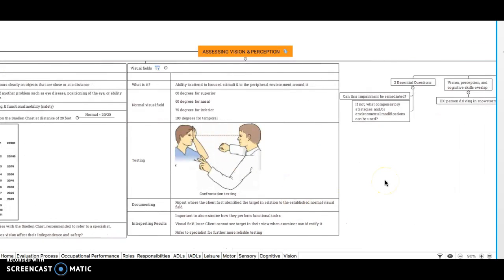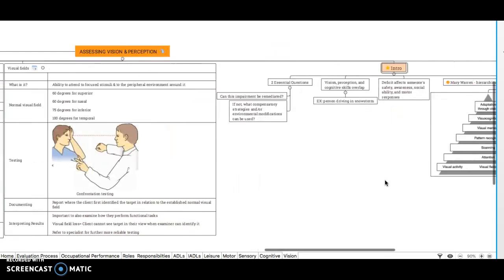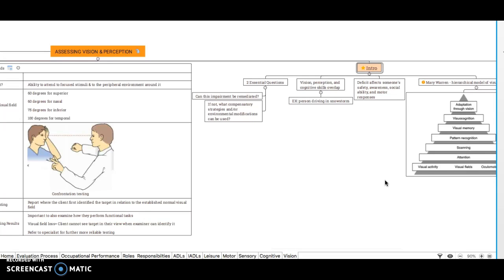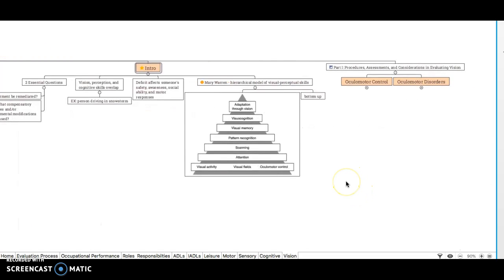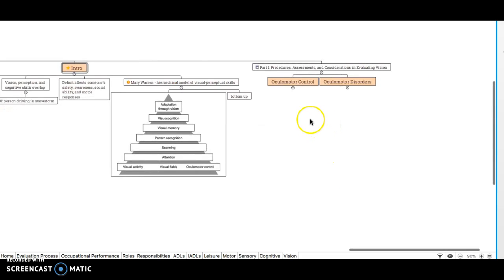And then visual fields is the ability to attend to focus stimuli and to the peripheral environment around it. Your normal visual field for superior is 60 degrees, nasal is 60 degrees, inferior is 75 degrees, and temporal is 100 degrees. And then essential questions you want to ask are, can this impairment be remediated? If not, what compensatory strategies and/or environmental modifications can be used? Visual perception and cognitive skills do overlap, such as a person driving in a snowstorm, or for example, all of our visual fields are intact, but we do perceive colors differently, which is cognitive. And then again, we have the hierarchy table mentioned previously. It is a bottom-up approach.